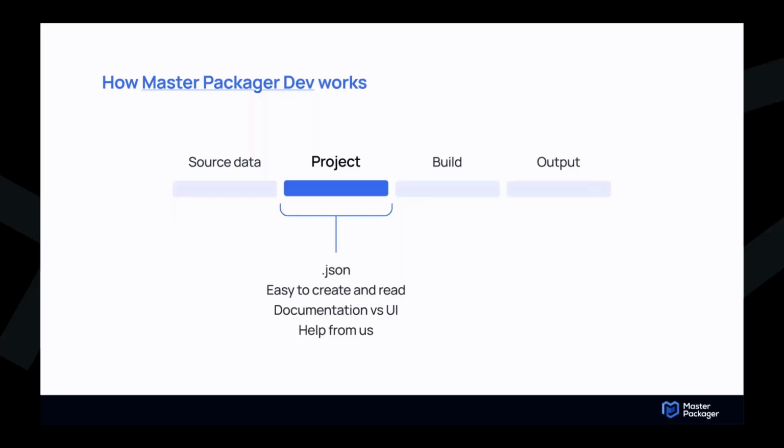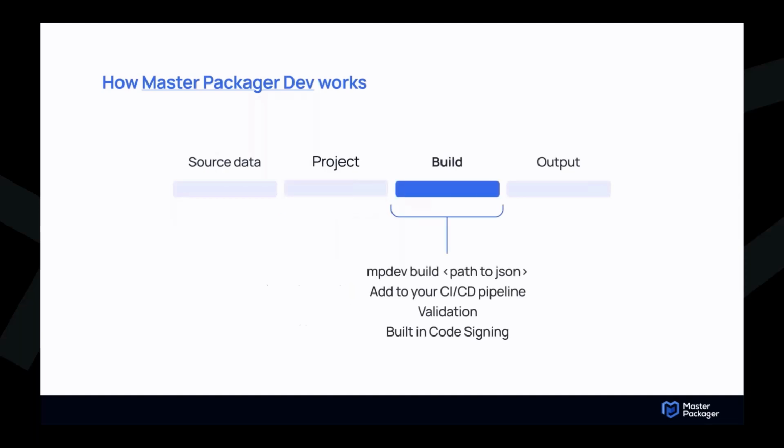Yeah, and you get help from us for free, if you have any questions or suggestions. So when you have a project file, you focus on build. And to build this solution is simply like running the command line np dev build and the path to the JSON file. You can add it to your pipeline, whatever that looks like for you.